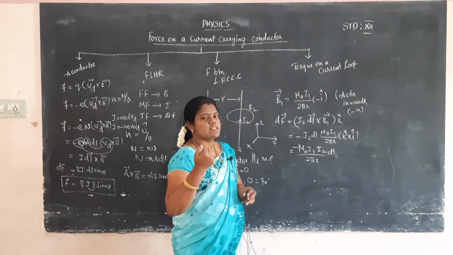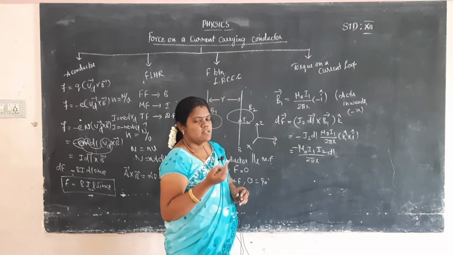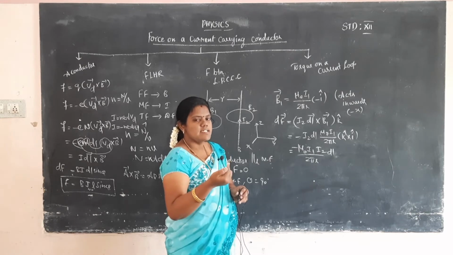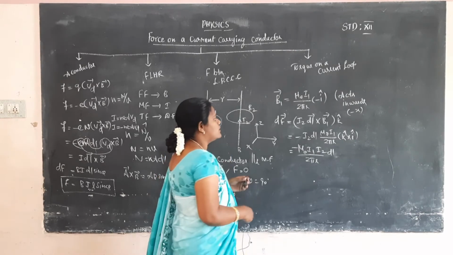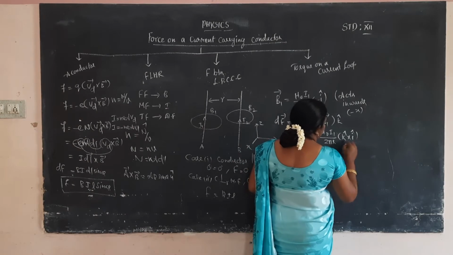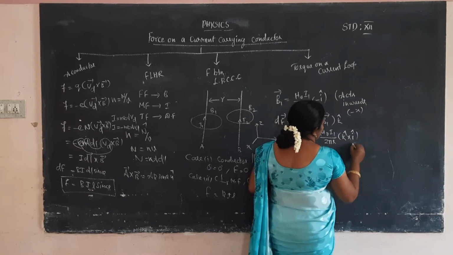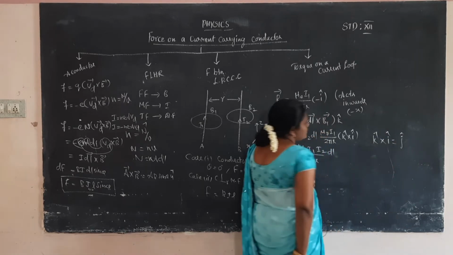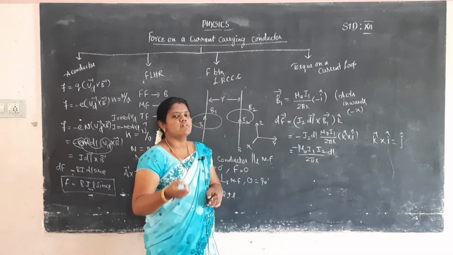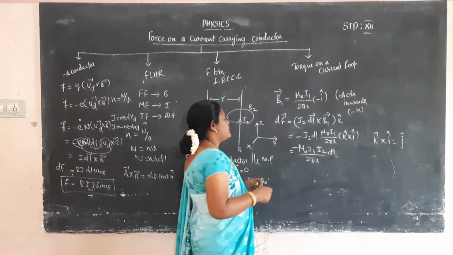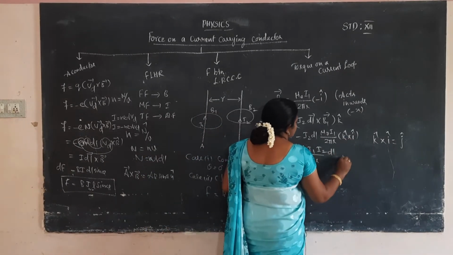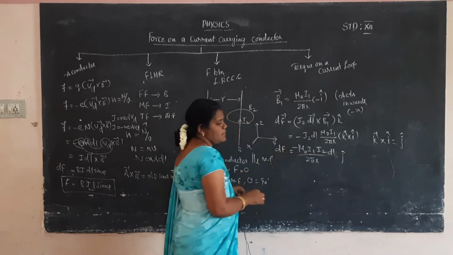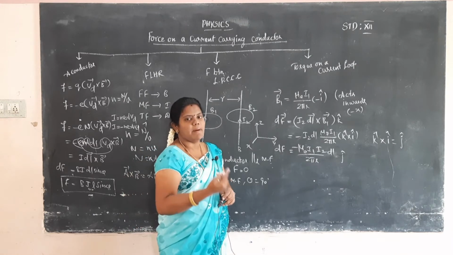k cap cross i cap is a vector product of two unit vectors. When we take the vector product, the answer is another unit vector: k cross i gives j. So k cap cross i cap is equal to j cap. This is the vector product of the unit vectors of the z and x axes, that is j cap. So just k cross i is equal to j cap. Clear? So this is the formula for the force.